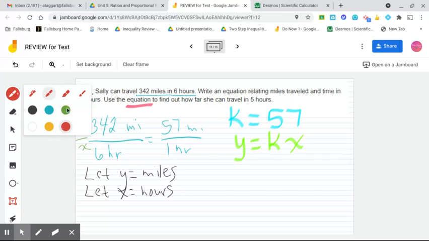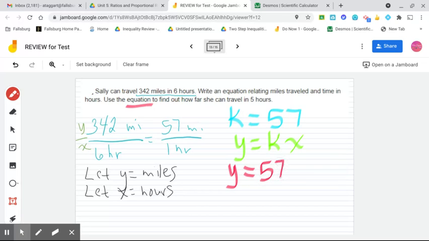Now we're actually going to write our equation. y and x are going to stay the same. The only thing that changes is k. We know k is 57. So this right here, y equals 57x, this is our equation that it's asking for you to write. Write an equation, that's the first part of the question. This is the equation. This is what I have to see on your test in order to get full credit for this problem.